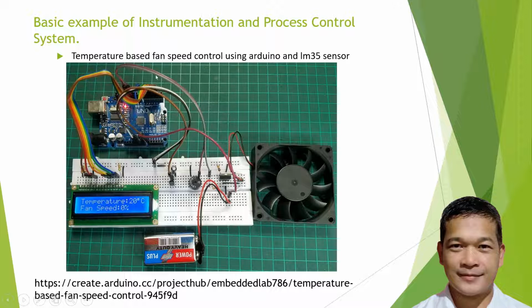This is to make it simple how the process and the instruments we use work, so we know what we should control in our system. So this is a very basic example of our instrumentation and process control system: temperature based fan speed control using Arduino and LM35 sensor.